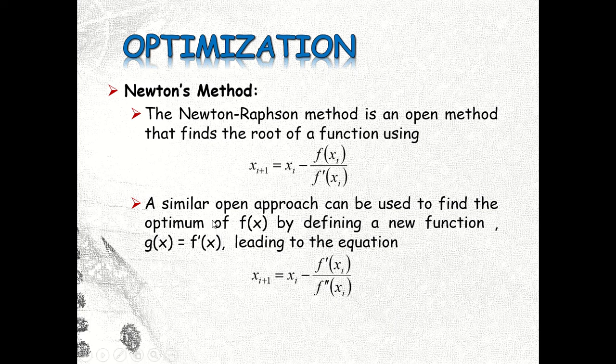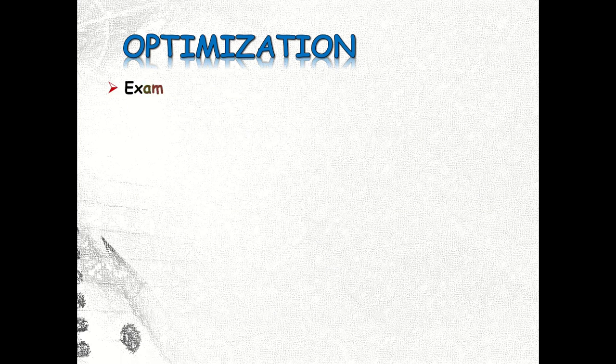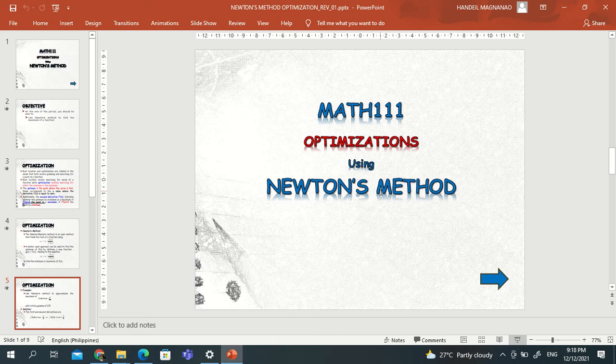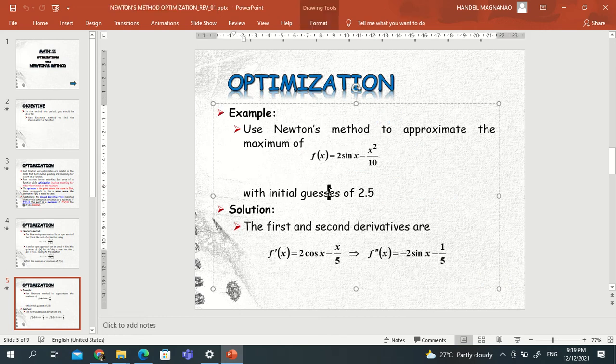A similar approach can be used to find the optimum of f of x by defining a new function. So this is our new function, class, leading to this equation that involves the first and the second derivative, to find the minimum or maximum of the function of x. For example, if you are given this function of x, 2 sine of x minus x squared over 10, then we will use Newton's method to approximate the maximum of this function. So our solution, with the initial guess of 2.5. We'll use guess because we have only one guess here, 2.5.